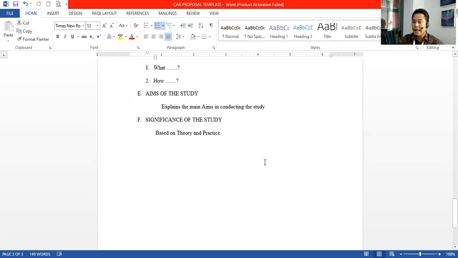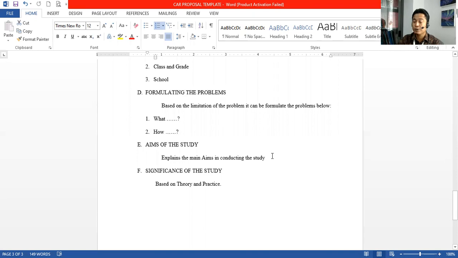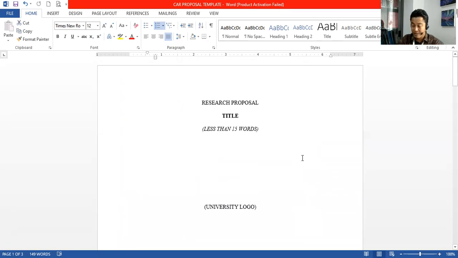The common kind of significance of the study consists of two types. First, based on the theory, and second, based on the practice. So it should be two kinds of significance of the study, theoretically and practically. That will be the last template for your first chapter of the classroom action research proposal.